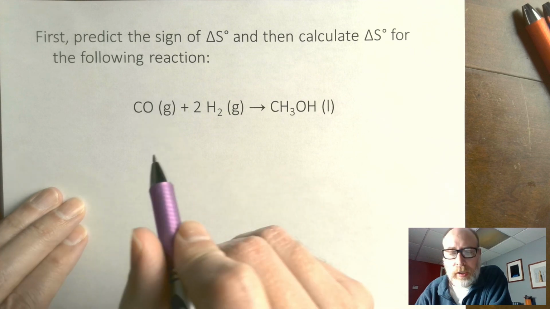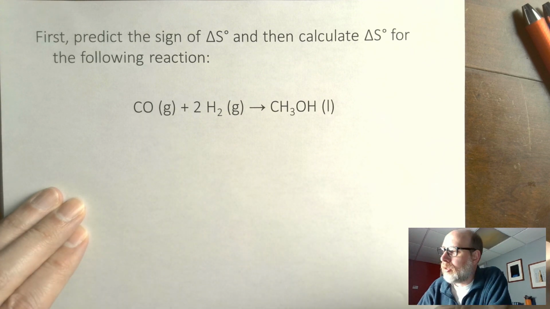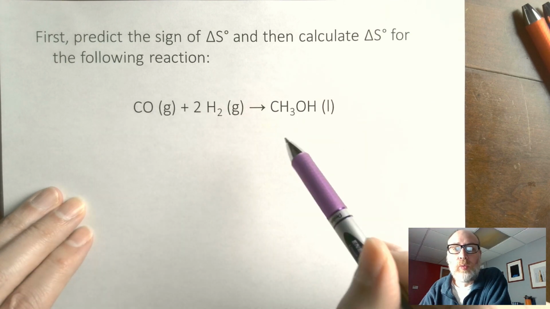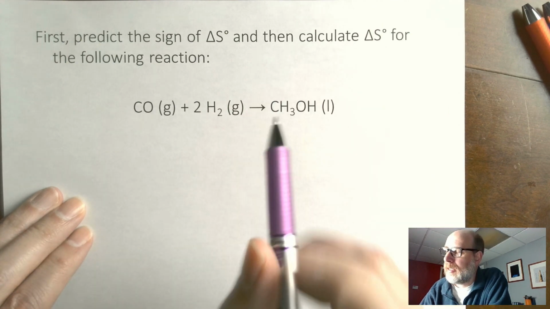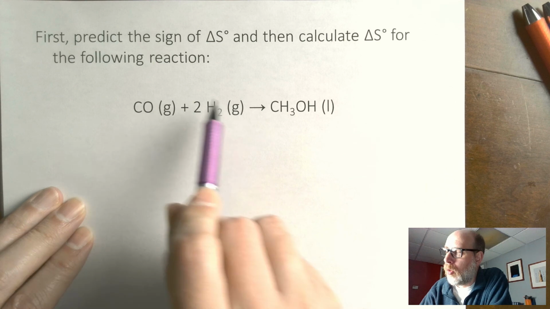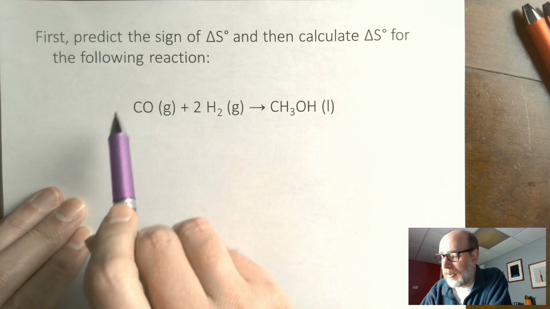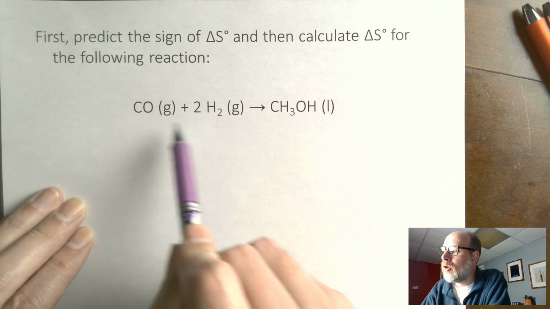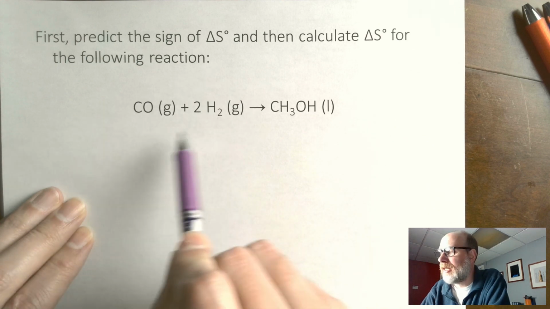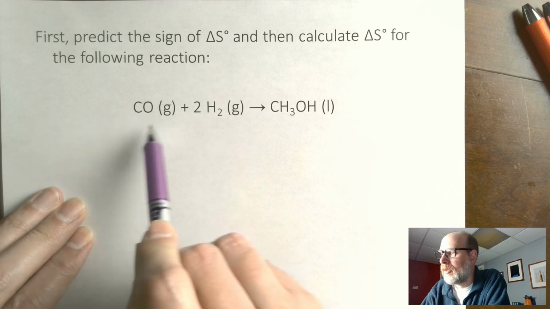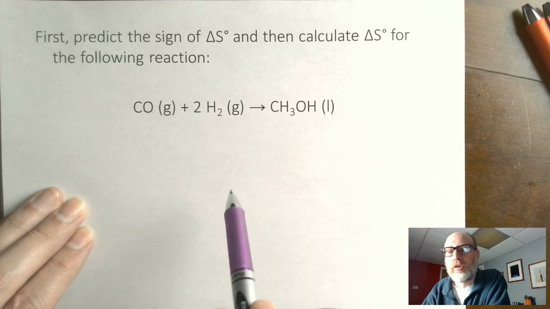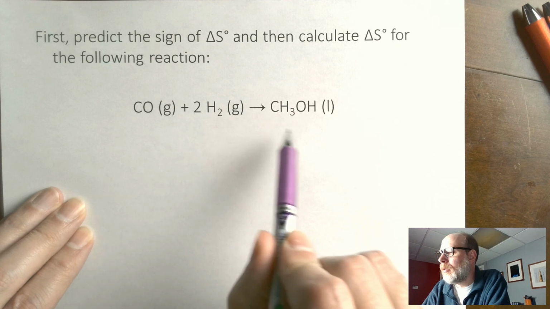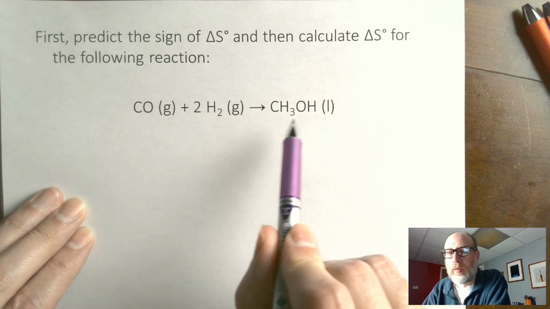And so first of all, I want to try to predict the sign of what the entropy change would be for this reaction. And here we have multiple reactants and they're gases. All right, gases, we said, tend to have high entropies. There are multiple different compounds here, 3 molecules in total, 1 carbon monoxide and 2 molecules of hydrogen. And we're forming 1 molecule of liquid.